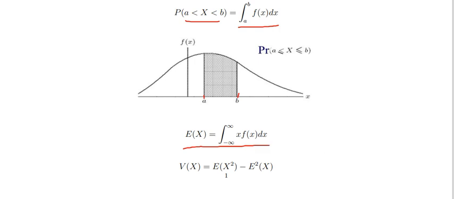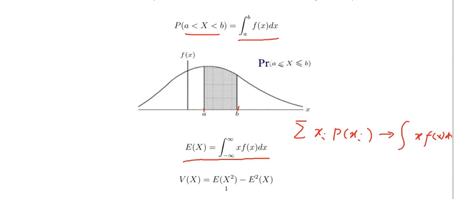Before, we had x_i multiplied by the probability of x_i for the discrete situation, and we just added them up. Now the summation becomes integration, so p(x) becomes the density function f(x) dx, right? We check all possible x, so we just integrate from negative infinity to positive infinity.